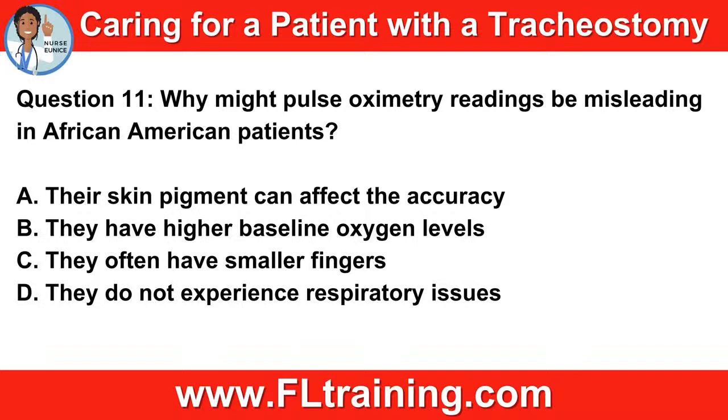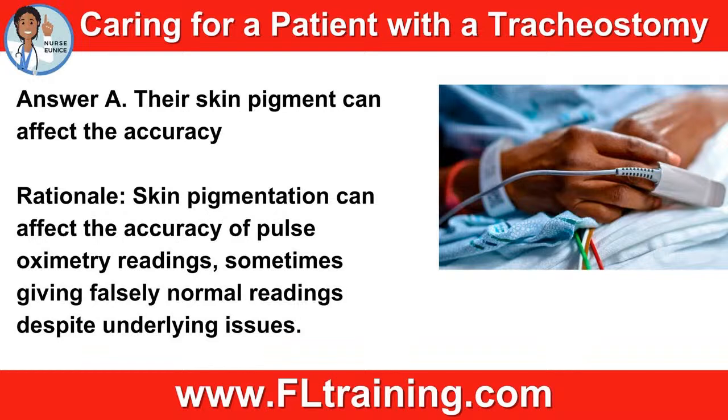I see some A's, I see some B's. I see way more A's than I see B's. All right, so we're going back and forth between A and B, and you all, the correct response is going to be A. Because of the skin pigment, it affects the accuracy. So skin pigmentation affects the accuracy of pulse ox readings, sometimes giving falsely normal readings despite underlying issues.